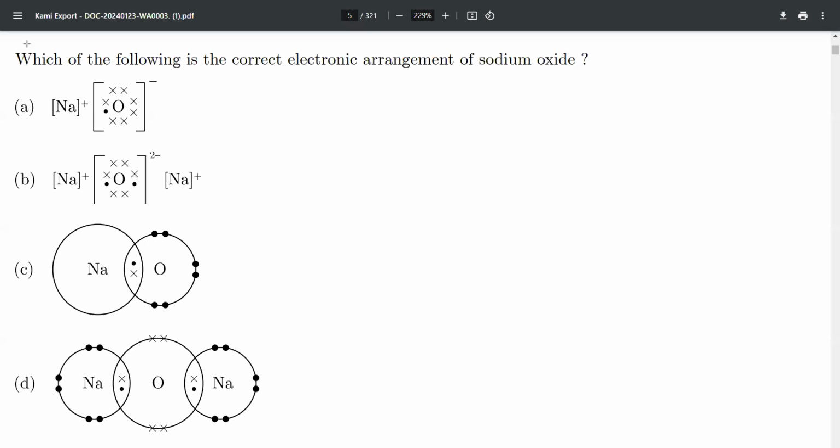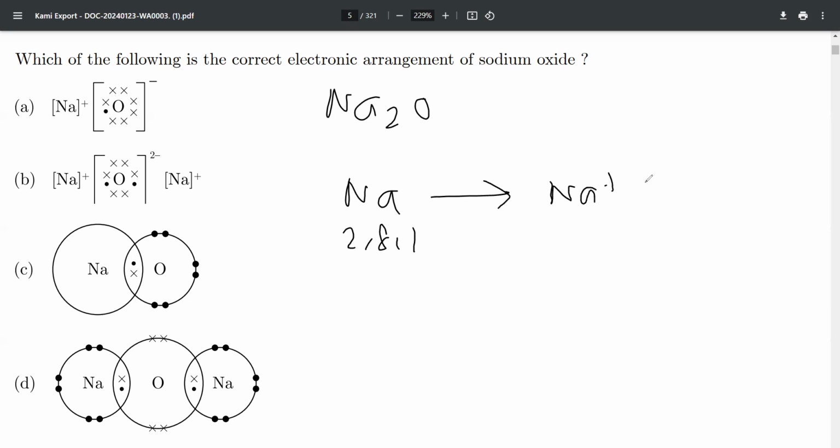The next question says, which of the following is the correct electronic configuration of sodium oxide? Well, sodium oxide is Na2O. It's an ionic compound. Let me show you how this ionic compound is formed. Sodium, whose configuration is 2,8,1, loses one electron to form Na plus. Why Na plus? As you can see, it loses one electron, so it has one more proton than the number of electrons.